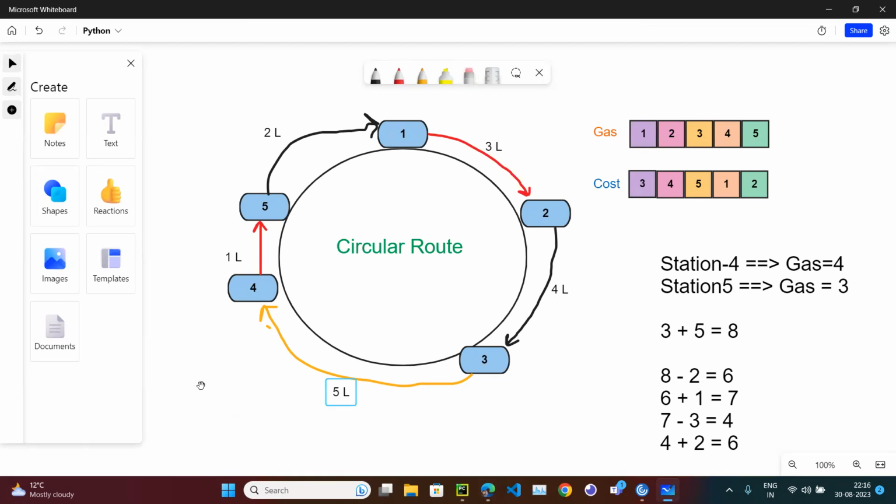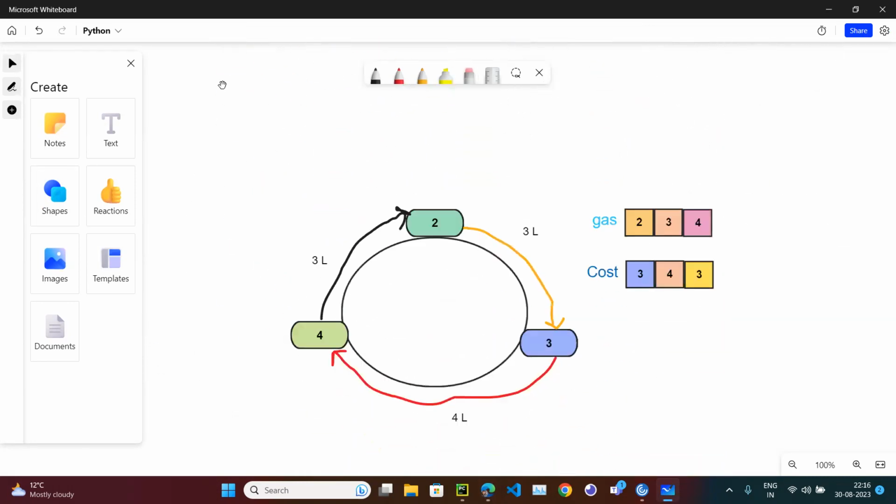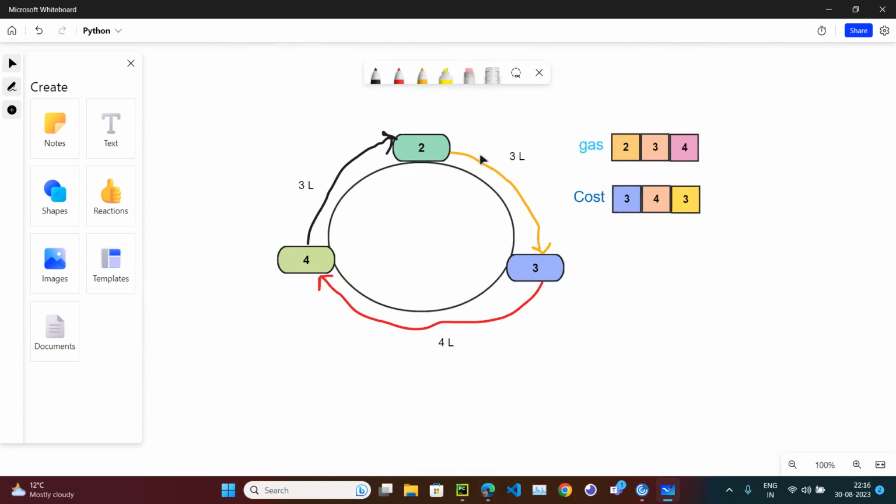Okay, so let's read the other example. So this is our other example. We have three stations in the circular route: 2, 3, 4. 2, 3, 4 means the first station has 2 liters of gas, the second station has 3 liters of gas, and the third station has 4 liters of gas. And if we want to move from 2 to 3, we need 3 liters of gas. If we want to go from 3 to 4, we need 4 liters of gas. If we want to go from 4 to 2, we need 3 liters of gas.